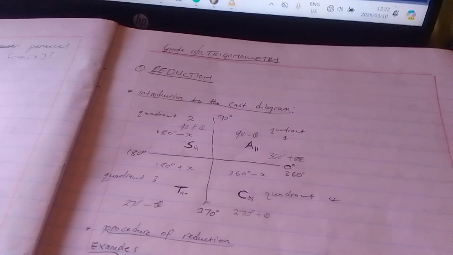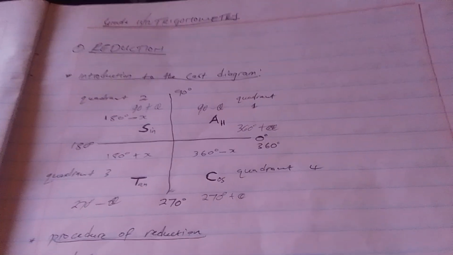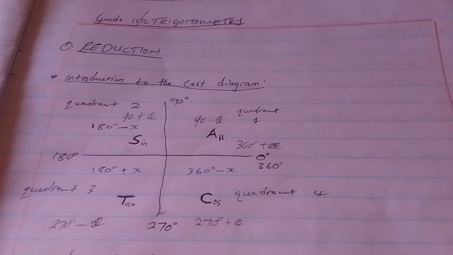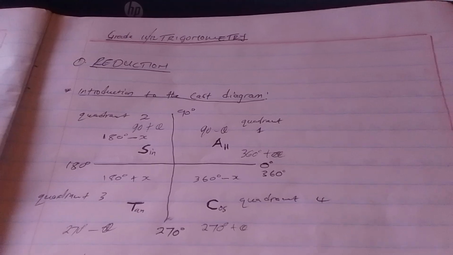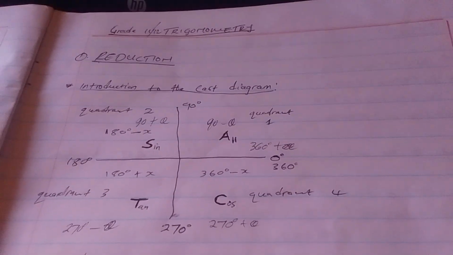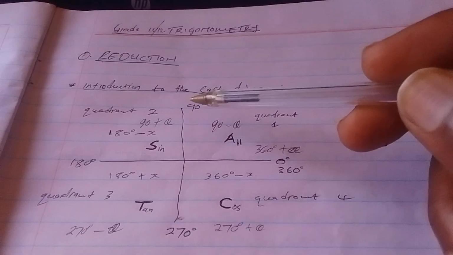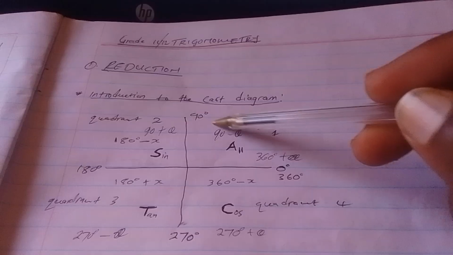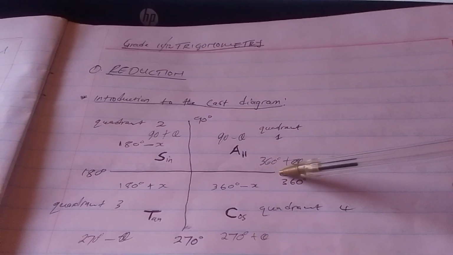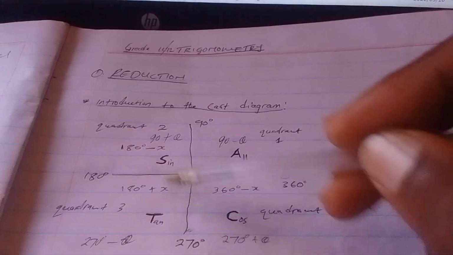Okay, we're going to be busy with grade 11 and 12 trigonometry, the introduction for reduction. So okay, let's start with our Cartesian plane. Here's our Cartesian plane. It starts from 0 and goes anti-clockwise. This is how we draw our Cartesian plane.